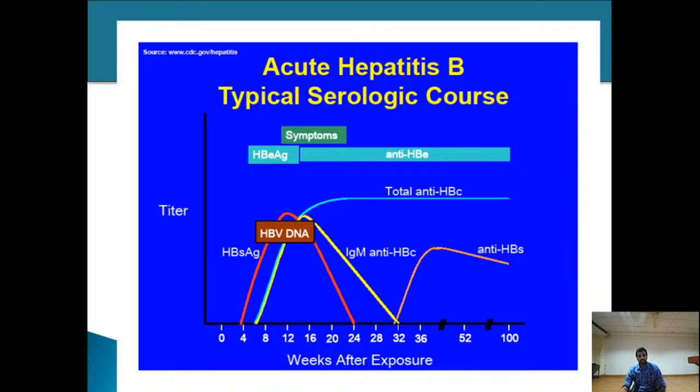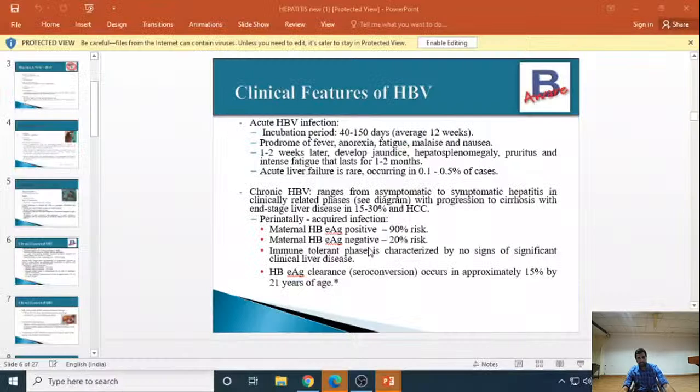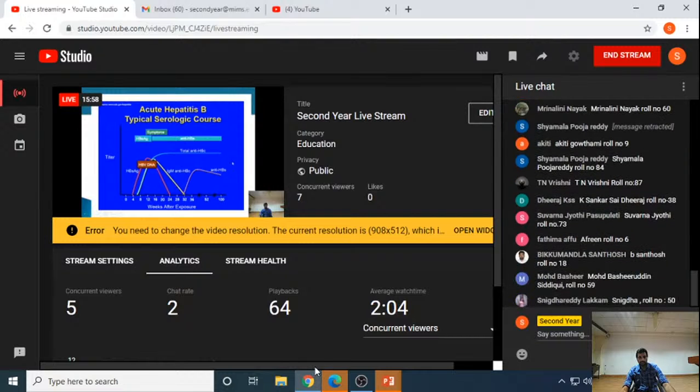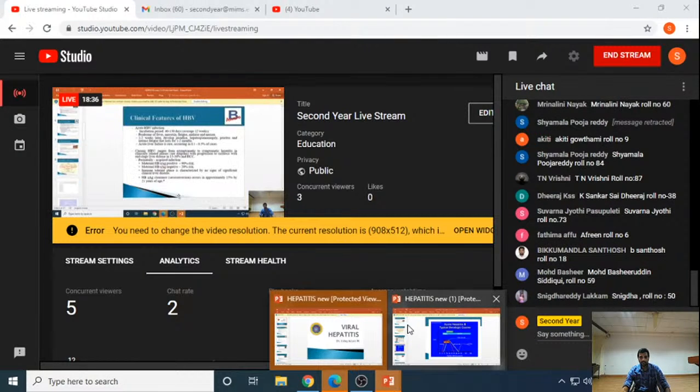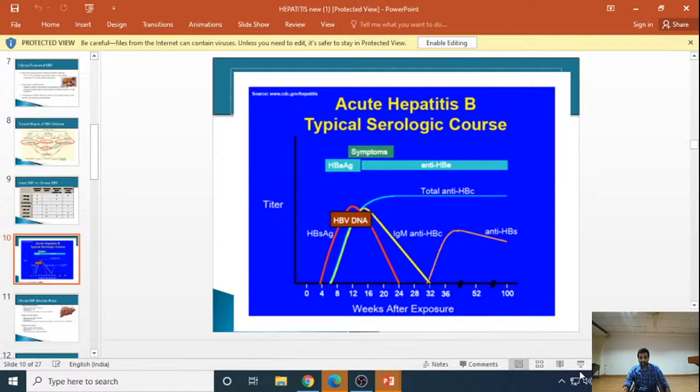So that's it here. See, that is the relevance of IgM anti-HBC. This is called the window period, where you will not be able to find either HBsAg or anti-HBs, and you can detect anti-HBC in that window. Okay, this is the window.